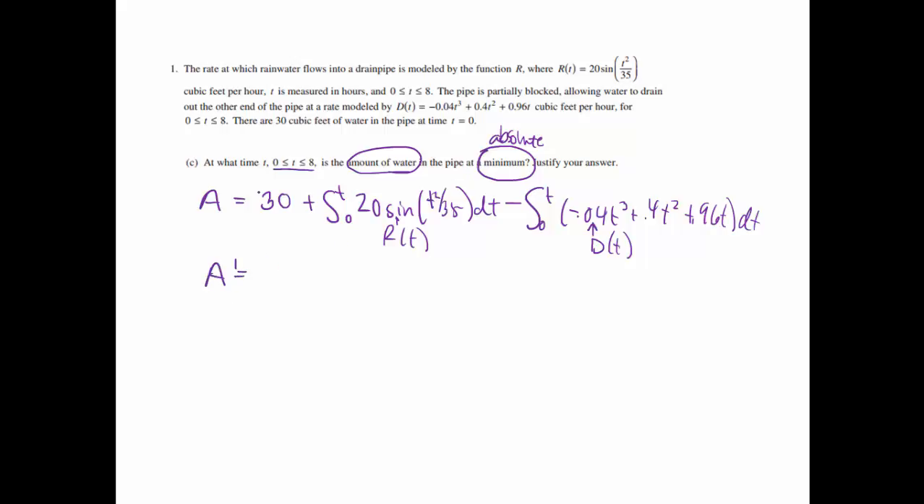So the derivative of that would be the derivative of 30, which is just nothing. The derivative of an integral is just what's inside again. So R of T minus D of T. If I'm looking for a minimum, I want critical numbers, so I'm going to set that equal to 0. So I'm going to take R of T minus D of T and set it equal to 0.